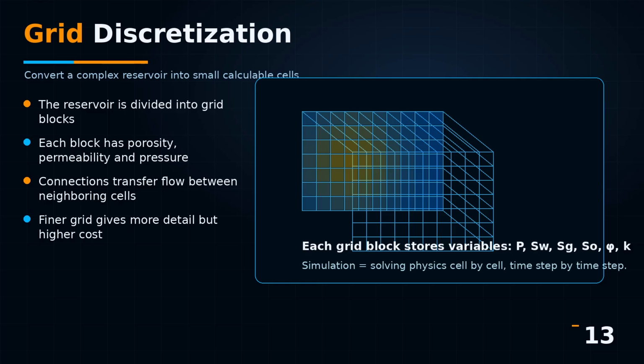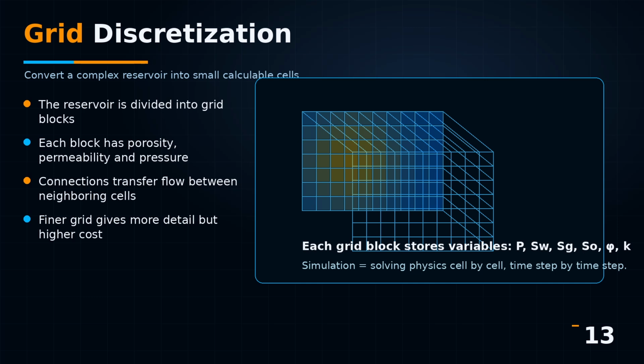This slide shows the idea of breaking the reservoir into smaller cells. Once the reservoir is discretized, the simulator can apply conservation equations to each cell and calculate flow across the faces between neighboring cells. The next question is, how do we approximate derivatives and flow terms numerically? One common answer is the finite difference method.